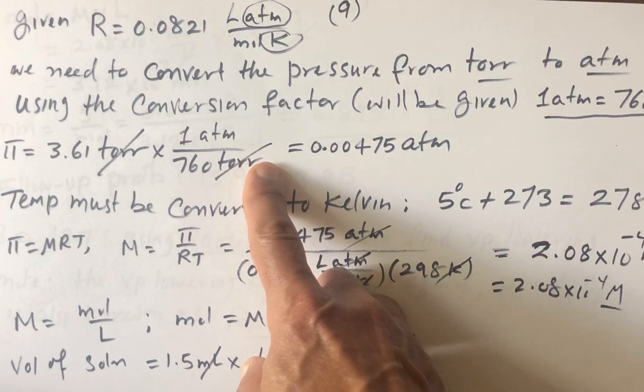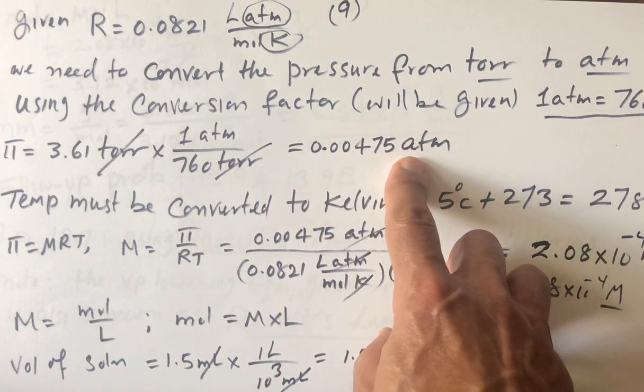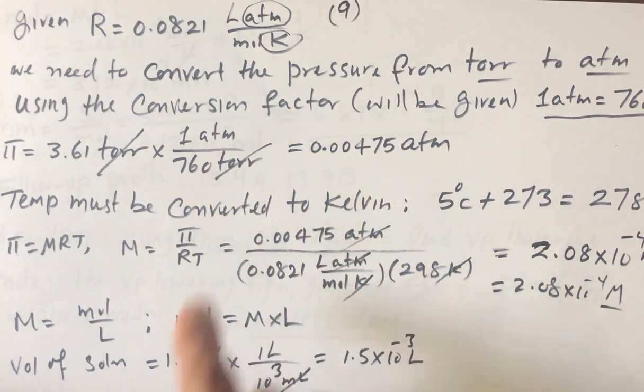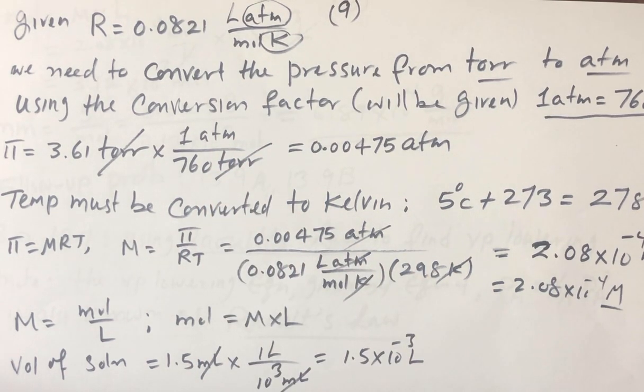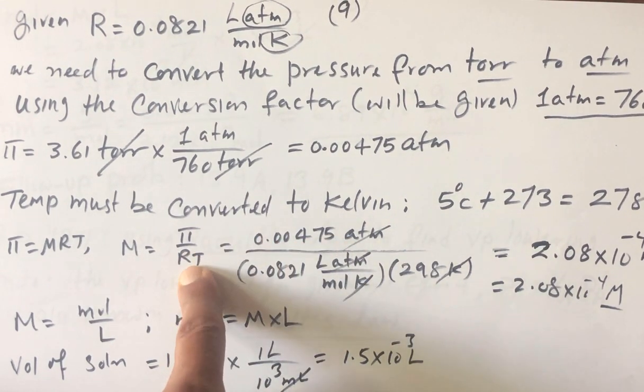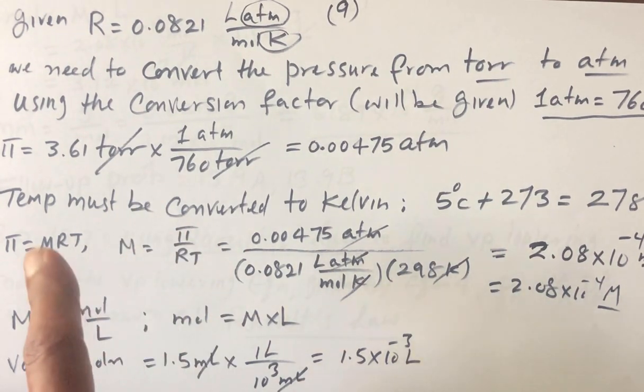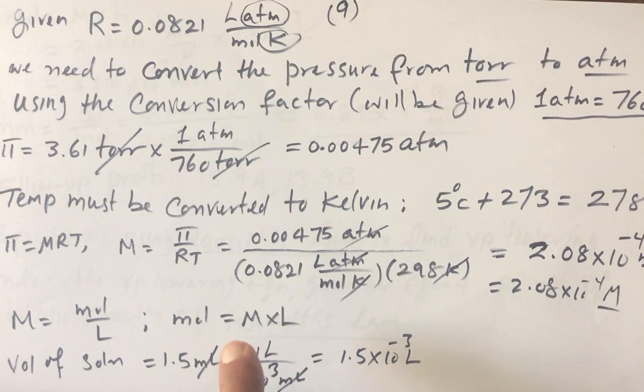So this conversion factor of 1 atmosphere equal to 760 torr is used here to convert the torr from 3.61 to 0.00475 atmosphere. So this is the conversion factor that you're using. And again, this conversion factor will be given. The temperature has to be converted to Kelvin, so simply add 273 to that, and that brings it up to 278 Kelvin. So now we plug in everything in this equation to find molarity. Why do we need molarity? So we can find the moles. Why do we need the moles? So we can find the molar mass.